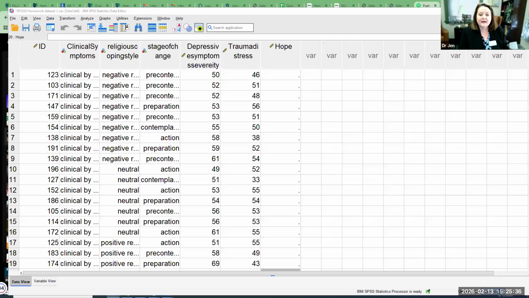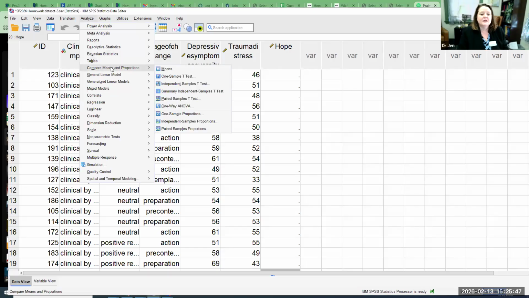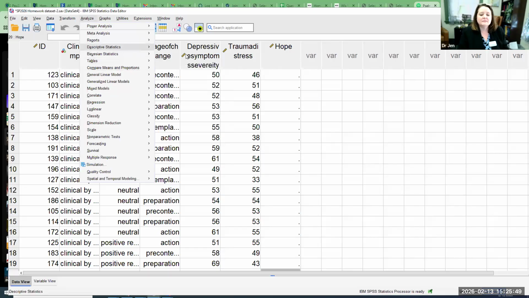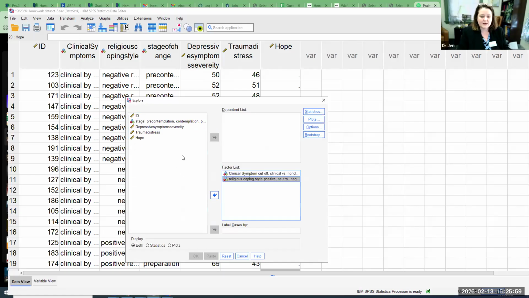So looking at the N of the cells, I'm going to look at that when I run explore. I'm going to go ahead and run explore to find outliers by stem and leaf plot. For that, we're going to do descriptives, explore, and our research question is symptoms. That's one of our factor or IVs. Religious coping is the second one, and hope is our third one.